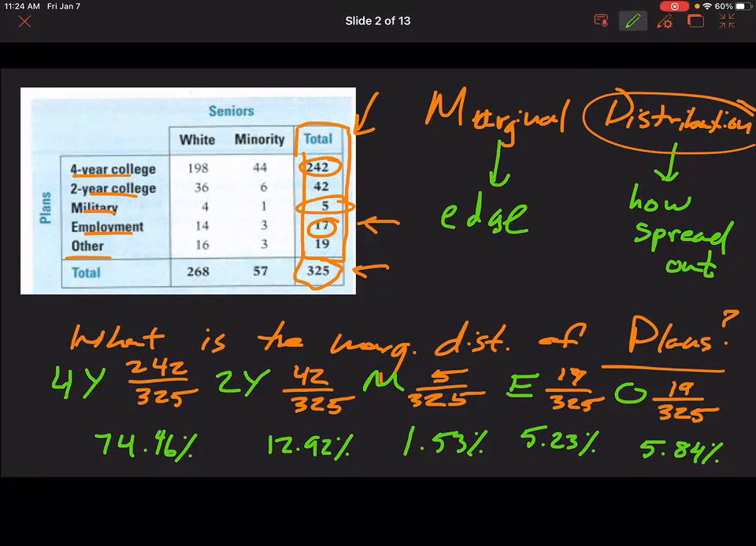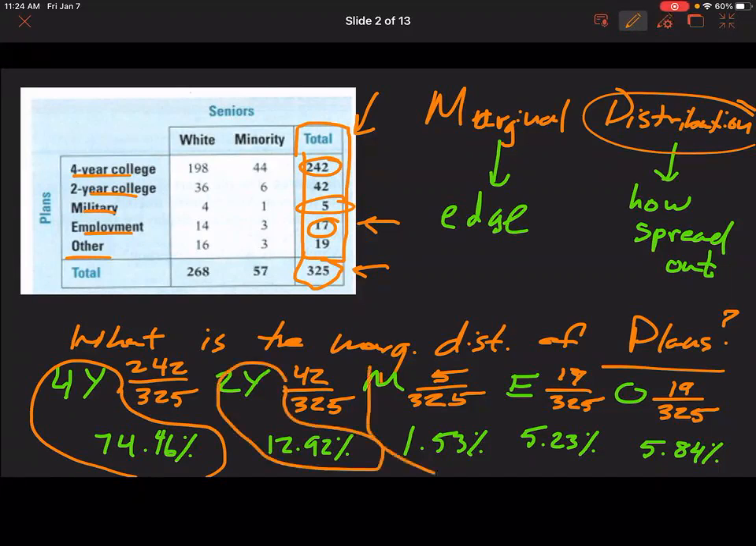So your answer to this question, you would say 74.46% plan to go to four-year college, 12.92% plan to go to two-year college, 1.53 plan to go to the military, 5.23 plan to go to employment, and 5.84 have other plans. And that'd be the marginal distribution.